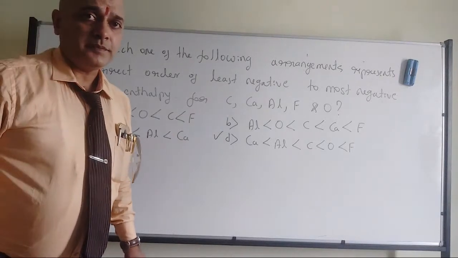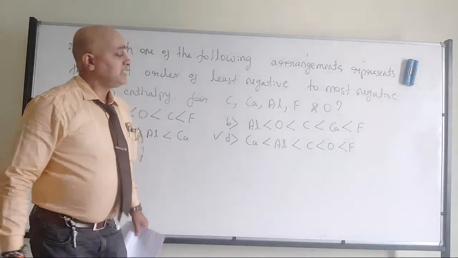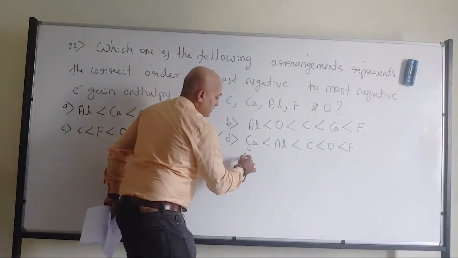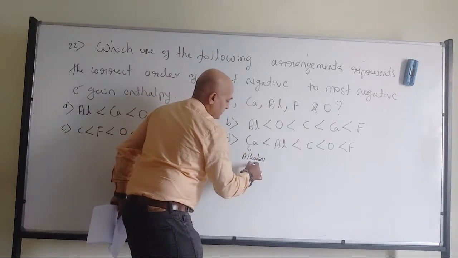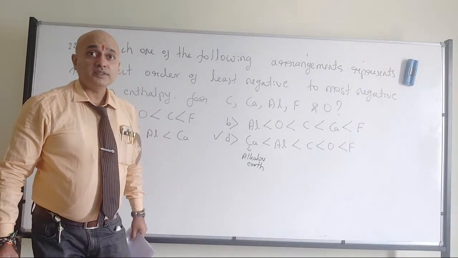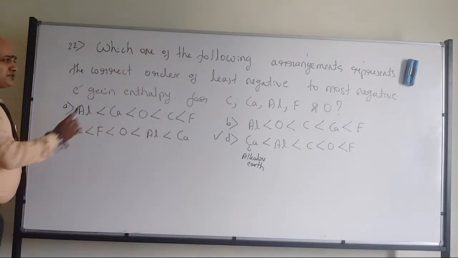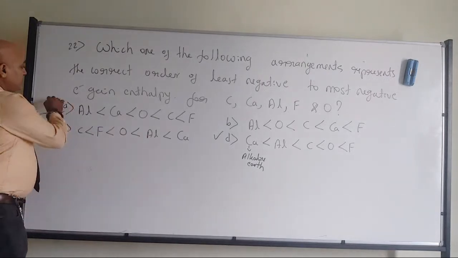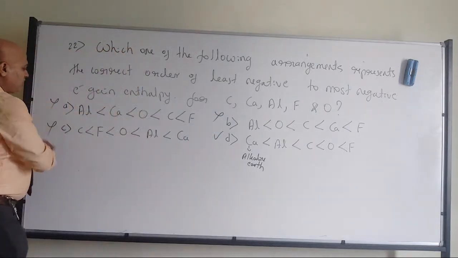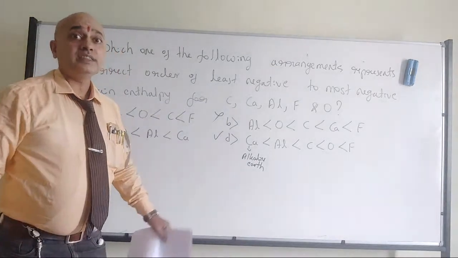Electron gain enthalpy. Most negative electron gain enthalpy. Naturally, option D should be the answer because calcium, an alkaline earth metal, is a very poor acceptor of electrons, so very little energy will be released. Wherever calcium is first, that should be the answer. Right? Here, calcium is not in the first position. Here also, calcium is not there. Here also, calcium is not there. So straight away you can go for option D, no need to think.